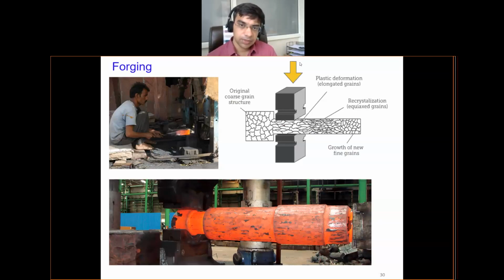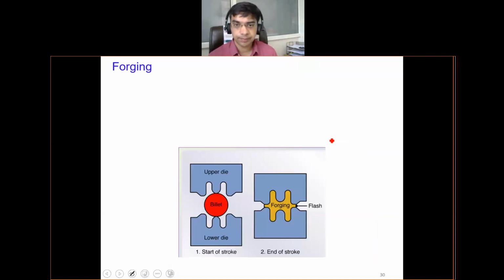If you observe in this schematic here, upon application of compressive forces in the forging process, the original coarse grain structure breaks down into fine grain structure, and hence we can get very good mechanical properties in the forged part. It is also plastic deformation with application of compressive force, but the compressive force is applied intermittently rather than continuously.